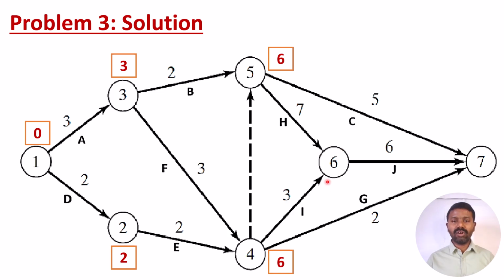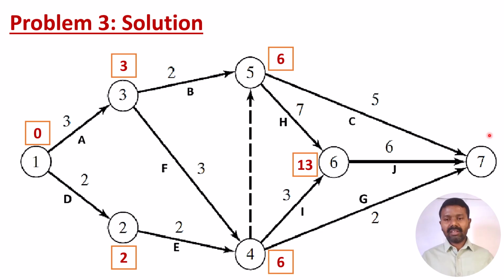The node here will be coming from the 4th node to the 6th node, that will be 3 plus 6, 9. And if you come to this path, 6 plus 7, that will be 13. Which path will give the maximum time? This path is giving the maximum time, so that will be taken as 13. So the maximum time will be taken.